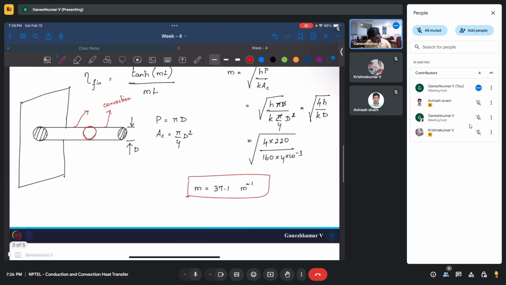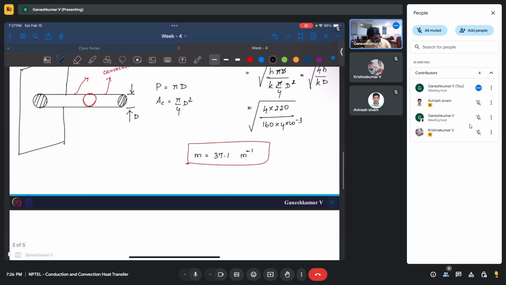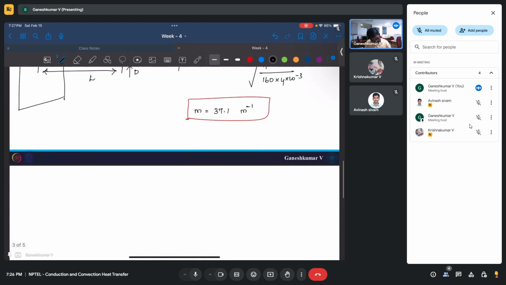And L, we know the L. L is just the length of the fin. This is L. So we can directly find the efficiency of the fin. So efficiency of the fin is going to be tanh of 37.1 into L, which is 35 mm, 35 into 10 power minus 3. So you can see m is meter inverse and L is meter, so it gets cancelled, so it becomes non-dimensional inside the tanh.